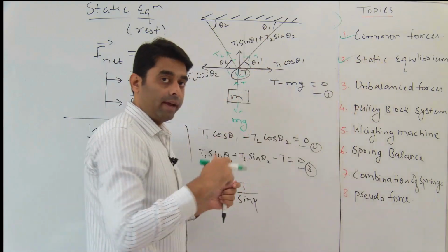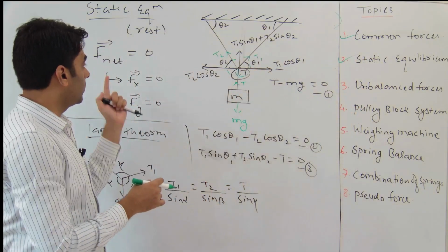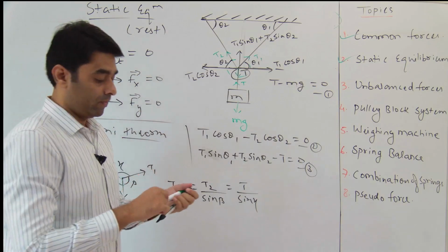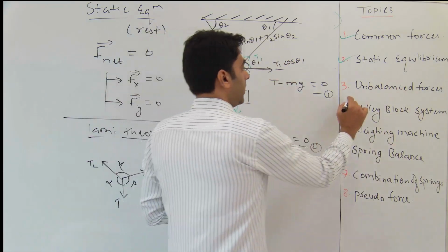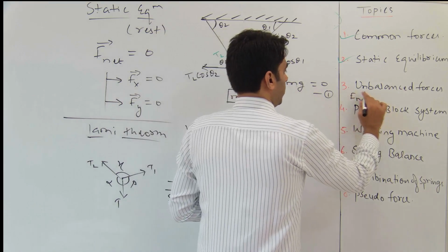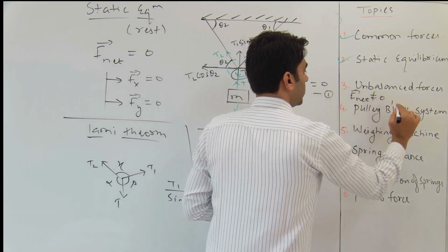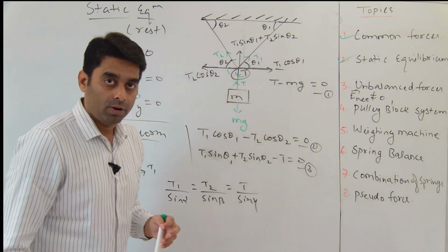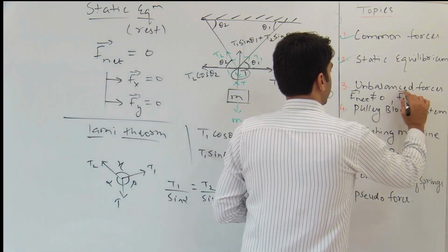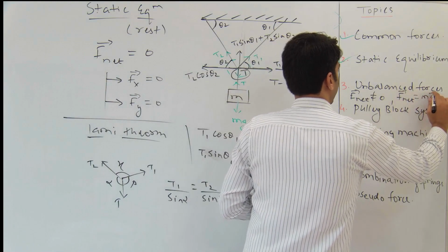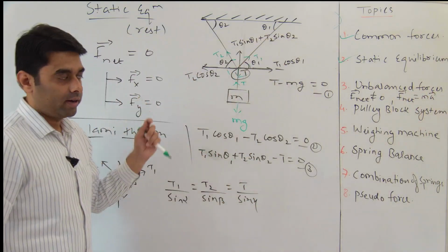What do I mean by unbalanced forces? Unbalanced forces is when F net is not equal to 0. If F net is not equal to 0, that implies we will apply Newton's second law, which is F net equals MA. F net equals MA, right? Let us take a look at it in detail.